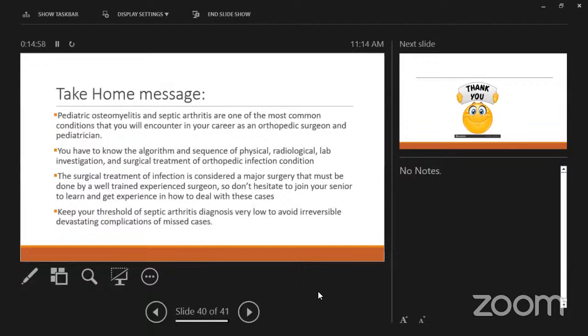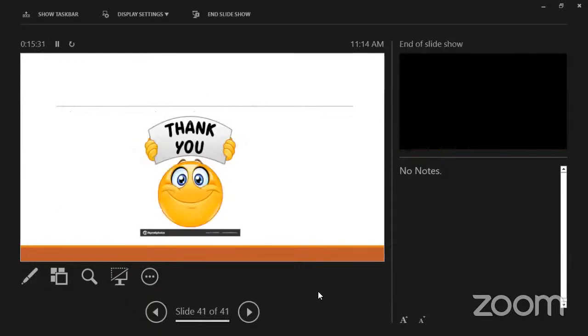Take-home message: pediatric osteomyelitis and septic arthritis are among the most common conditions you will encounter in your career as an orthopedic surgeon and pediatrician. You have to know the algorithm of sequence of physical, radiological, lab investigation, and surgical treatment. Surgical treatment of infection is considered major surgery that must be done by a well-trained, experienced surgeon. So don't hesitate to join your senior to learn and get experience in how to deal with these cases. Keep the threshold for septic arthritis diagnosis very low to avoid irreversible, devastating complications of this condition. Thank you. Good luck.